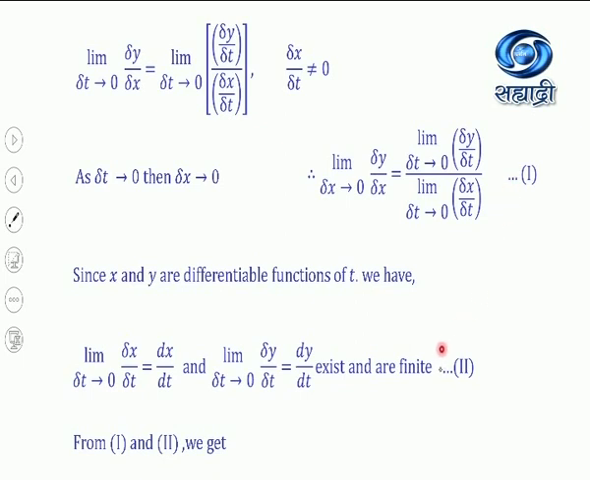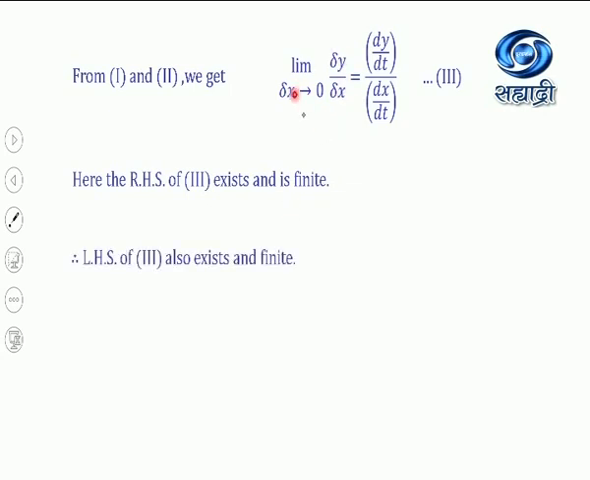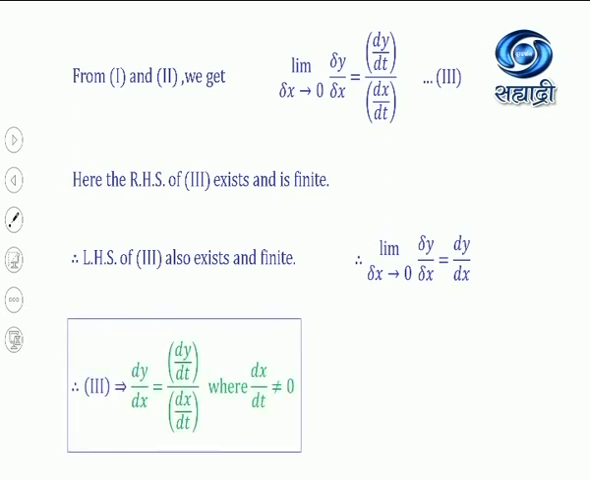And now from 1 and 2, we substitute these two values in this equation. Then what do we get? Here we get limit delta x tends to 0 of delta y by delta x equal to dy by dt upon dx by dt. And now the limit of RHS exists and is finite, then the limit of LHS of this equation also exists and is finite, and by using definition of derivative it is dy by dx. So we write this and now substitute this value in this equation. Then we get our statement of theorem, that is dy by dx equal to dy by dt upon dx by dt, where dx by dt is not equal to 0.